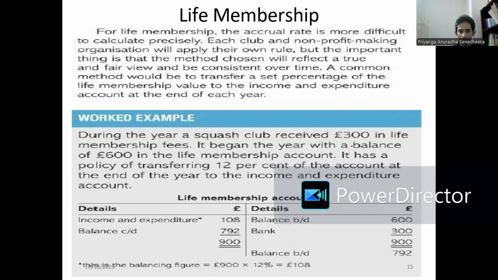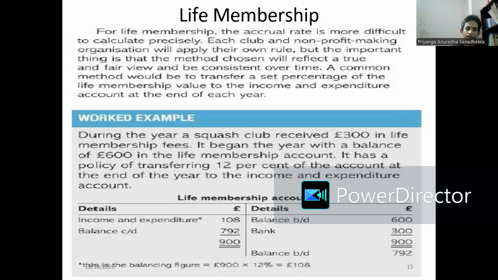Okay, with that idea, we'll do this question and it will be very clear for you. During the year, Scotch Club received £300 in life membership fee. It began the year with a balance of 3,600 in the life membership account. It has a policy of transferring 12% of the account at the end of the year to the income and expenditure account. Now, these policies will vary from organization to organization. So when you get the question, please read carefully what the policy is and then act accordingly. That's what you need to do.